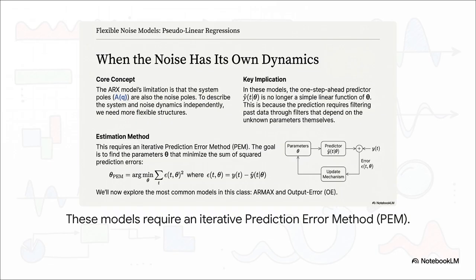Instead, we have to use an iterative process. It's like we make a guess, we check how wrong we are, we adjust our guess, and we repeat that loop over and over until we find the best answer. It's way more powerful for sure, but it also takes more computational muscle.